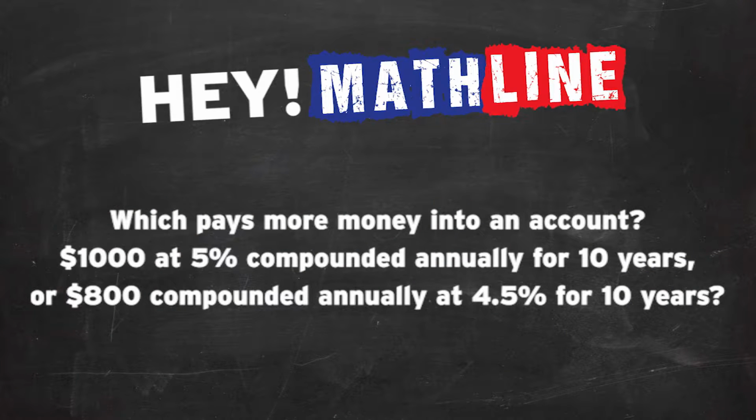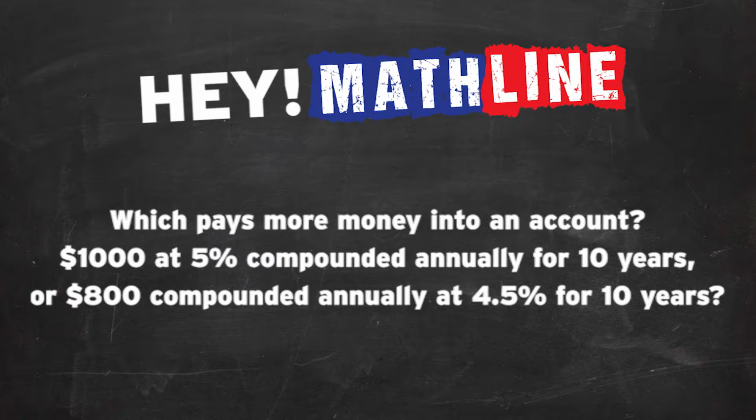All right, Alyssa, thank you. It says, which pays more money into an account? We're going to go a little deeper in that, because if you'll notice, we've got 2 things going here that are working in your favor. You're choosing between $1,000 at 5% compounded annually for 10 years, or $800 compounded annually at 4.5% for 10 years. Obviously, the time frames are the same. Now, it is important how much you start with initially. That's important. So 1,000 versus 800 will do something, as will those percents.